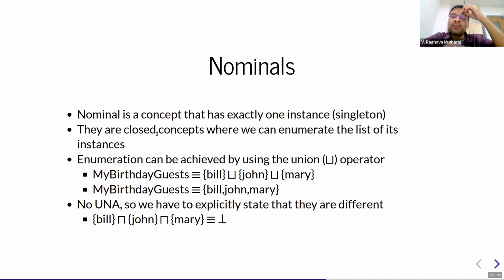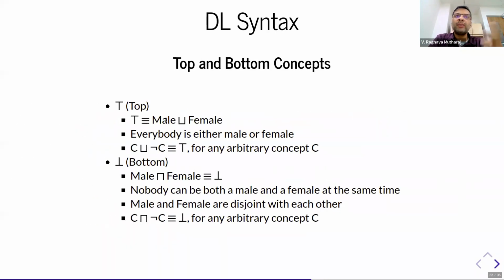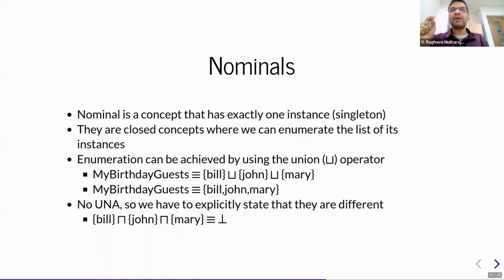So they can be used to create these closed concepts, where you can exactly specify what the instances should be. In other cases, let's say you have the mail concept. Now you cannot exactly specify who or what all the instances are that make up this concept, because there are several mails in this world. You can't keep listing each mail one by one, right?